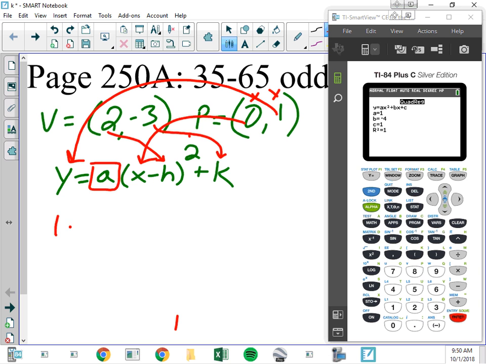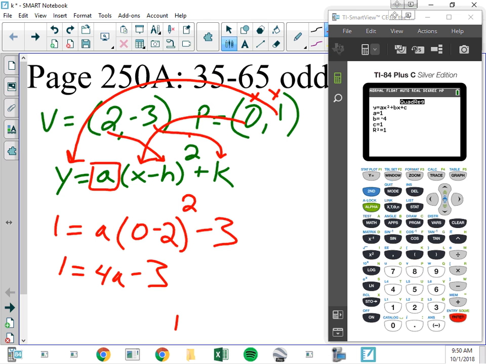So 1 is equal to a times (0 minus 2) squared minus 3. Well, 0 minus 2 is -2. -2 squared is 4. So I get 1 equals 4a minus 3. I add 3 and I get 4. Divided by 4 and I get a equals 1. How does that help?